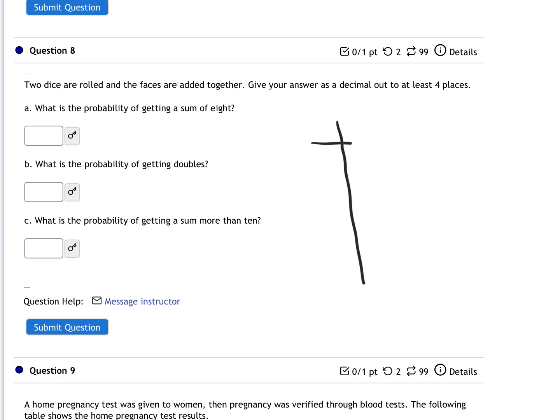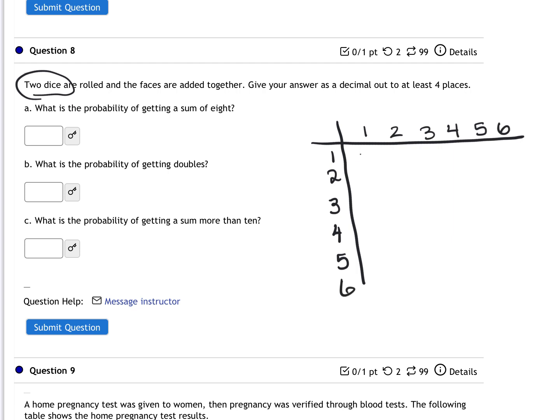So, we are looking at dice. My favorite way to do this is to put the possibilities from the first dice here and the possibilities from the second dice here, because we are rolling 2 dice together and adding their faces. So if we add their faces, you end up looking at a table that looks like this.